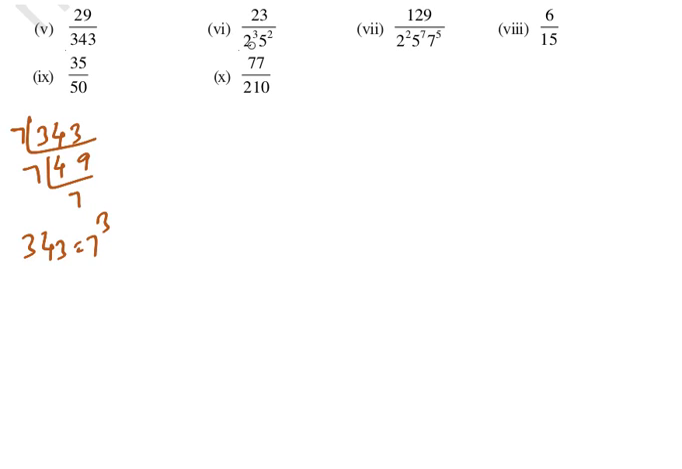Sixth question. We have the factors itself, 2 to the power 3 and 5 to the power 2. So we have only the powers of 2 and 5. So definitely we will get a terminating pattern.